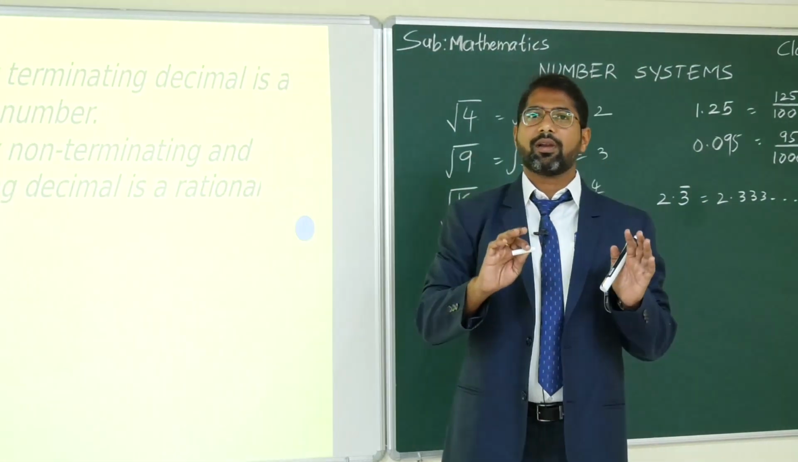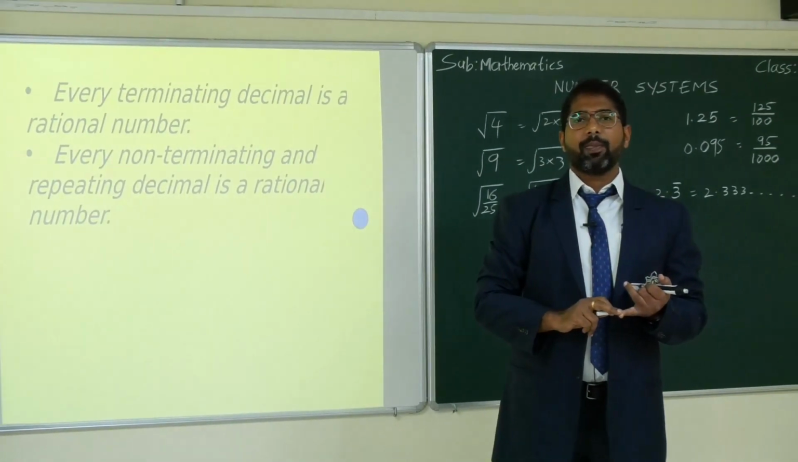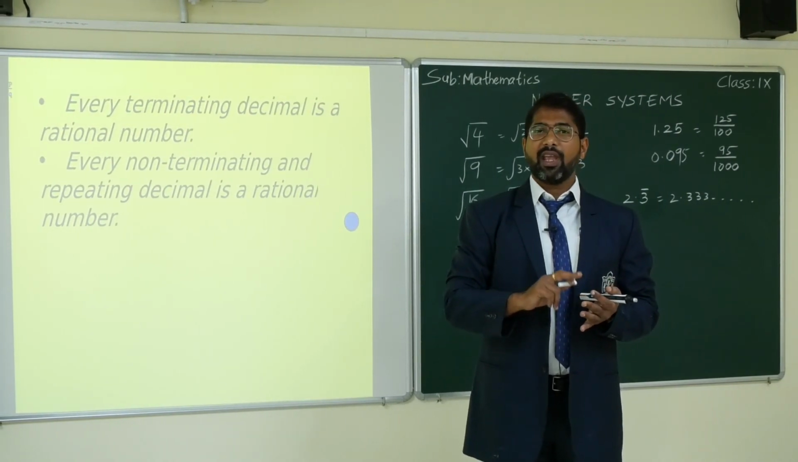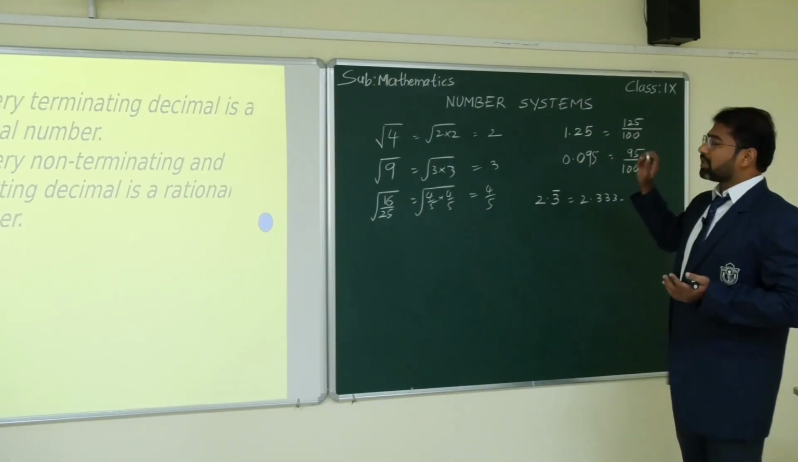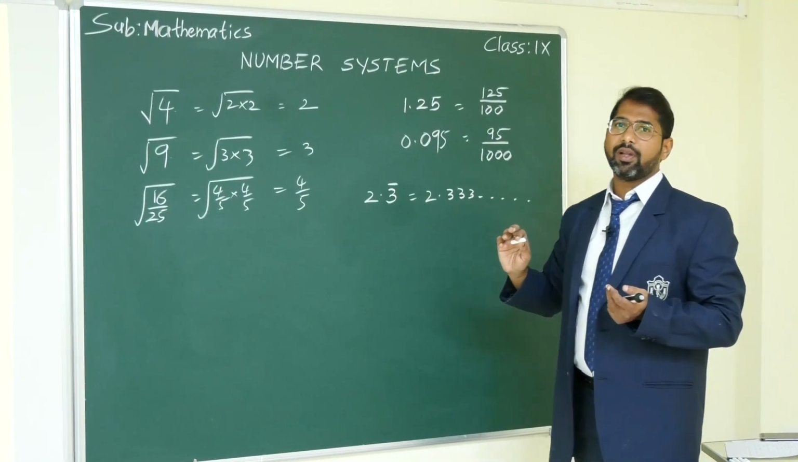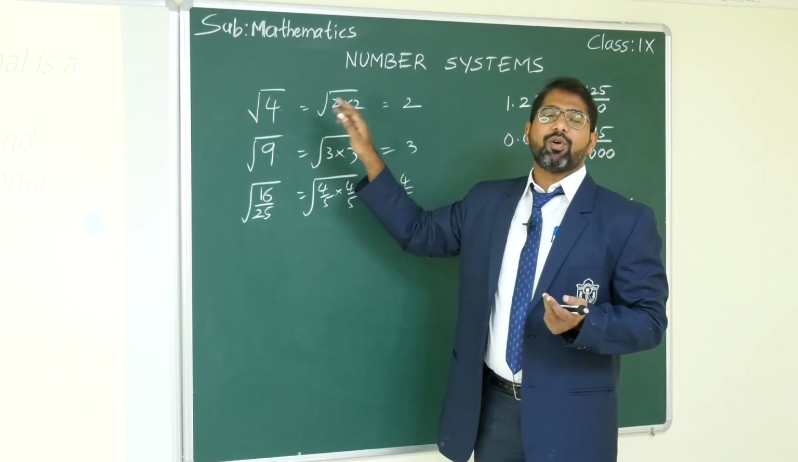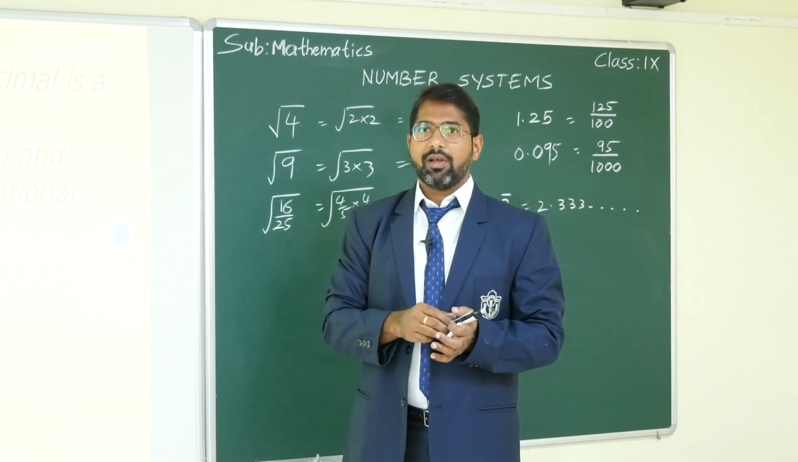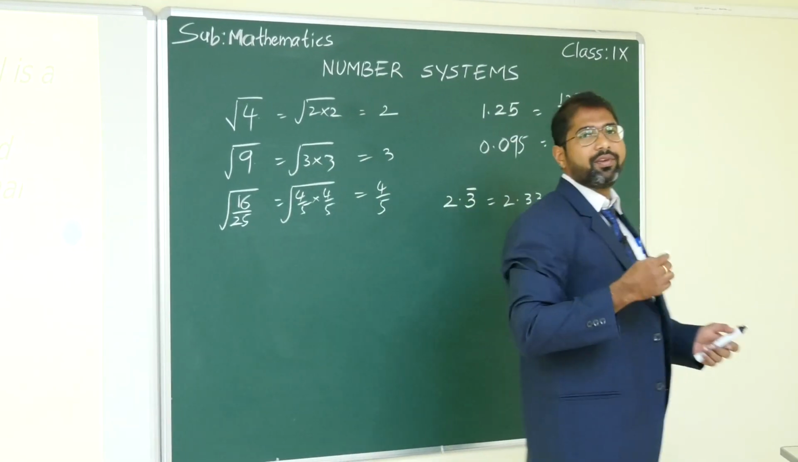Yes, so let us recall what we have learned about rational numbers. Every natural number is a rational number, every whole number is a rational number, every integer is a rational number, every fraction is a rational number, every terminating decimal is a rational number, every non-terminating and repeating decimal is a rational number. The square root of a perfect square is also a rational number. Next, let us go through some examples of what we have learned.